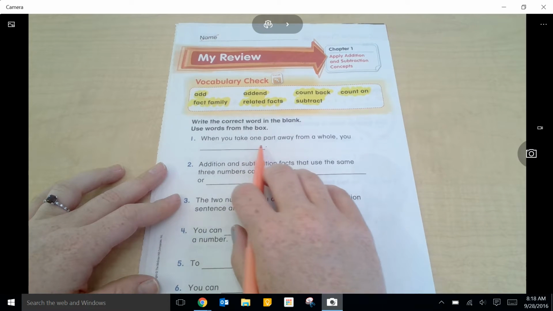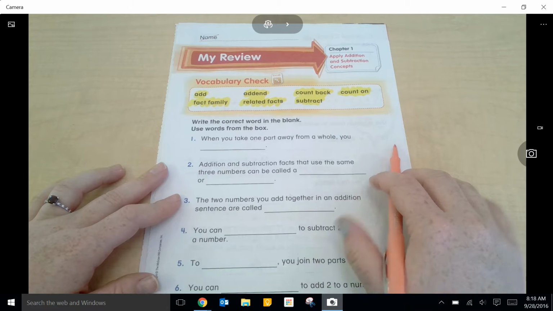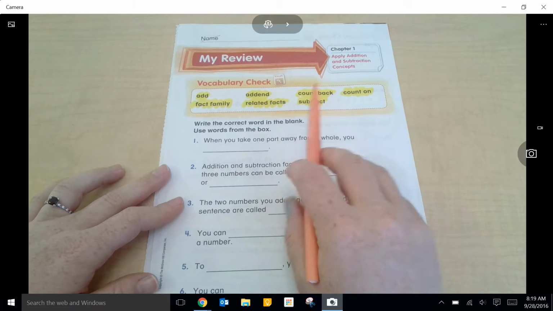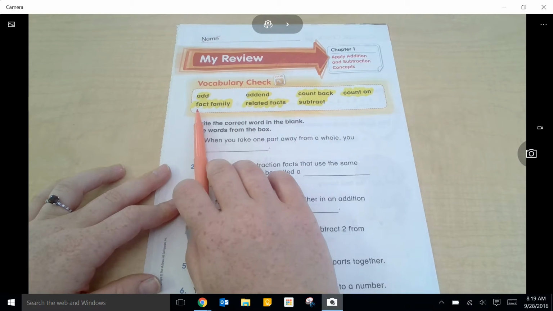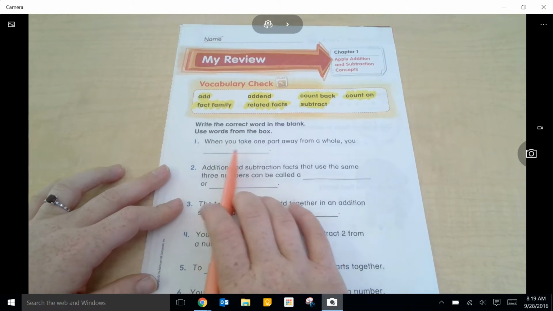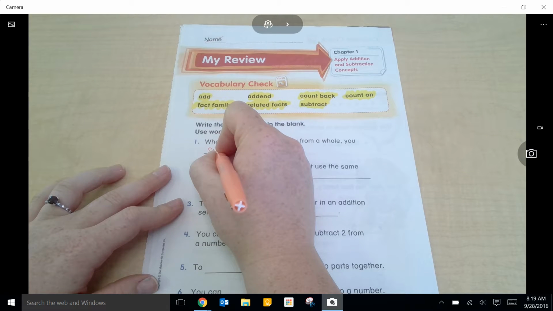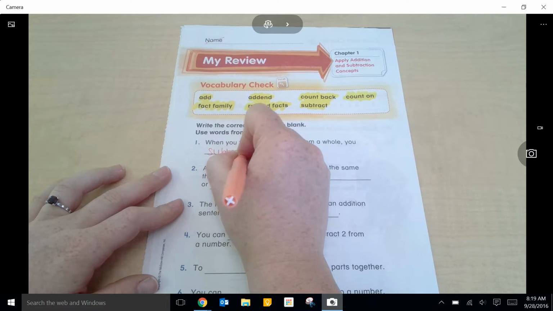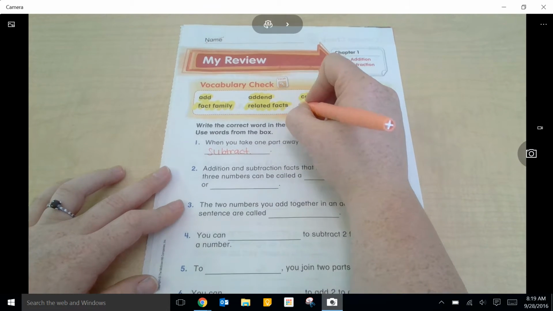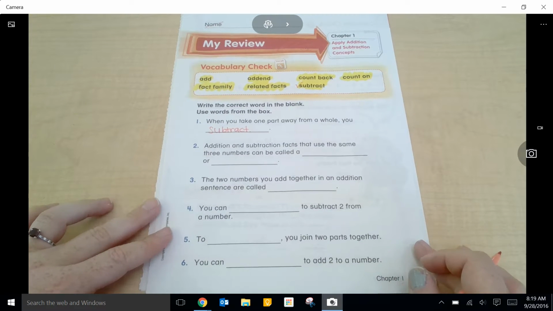Number 1 says, when you take one part away from a whole, you blank. Add, addend, count back, count on, subtract, related facts, fact family. I know that one sounds like subtract. I'm going to see if that makes sense. When you take one part away from a whole, you subtract. That does make sense. So I'm putting subtract in the blank. Just like I said, I did not draw a line. I wrote the word in the blank, and I'm going to put a check mark by it so I know that I used it. That's what you're going to do for number 2, 3, 4, 5, and 6.